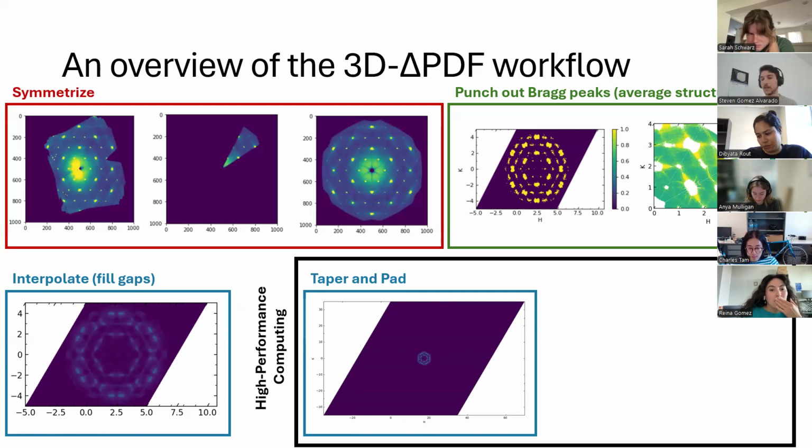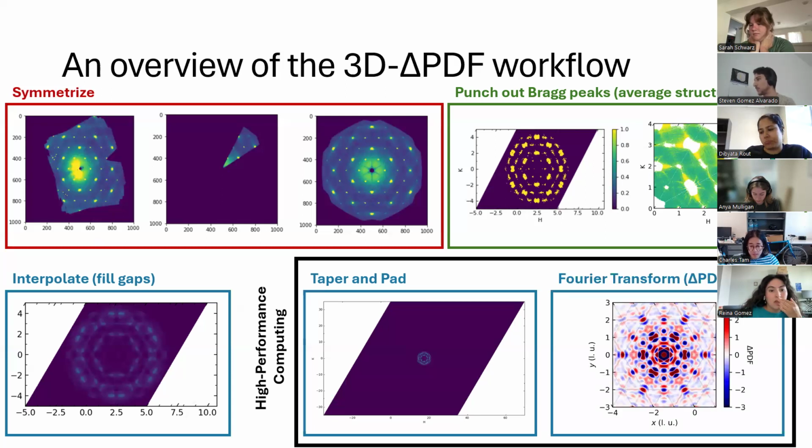And so you can work with really large data sets and get a good Fourier transform out. If you tried to do this on your regular computer, your computer would run out of memory very fast. Okay, last step, just apply the Fourier transform to that data set and you get a nice Delta PDF, which can be quite complex.